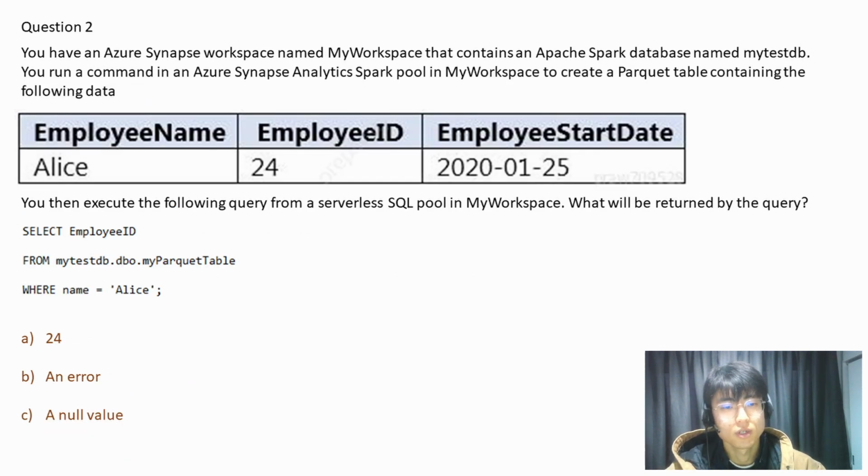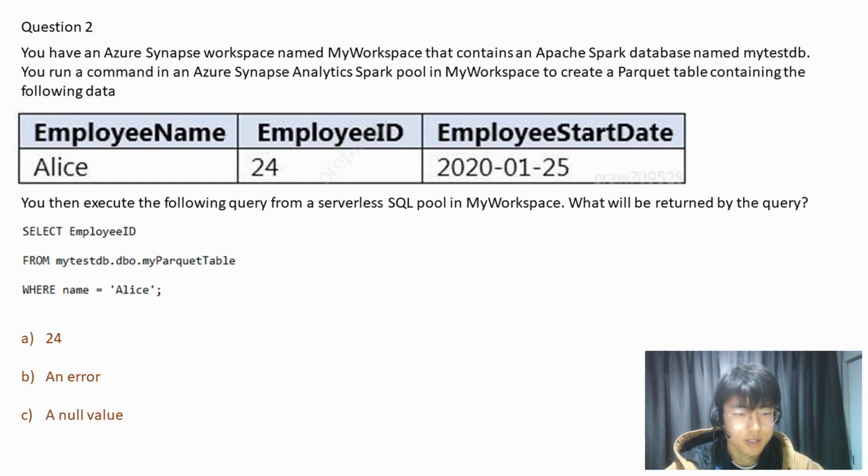Question 2. You have an Azure Synapse workspace named MyWorkspace that contains an Apache Spark database named MyTestDB. You run a command in an Azure Synapse Analytics Spark pool in MyWorkspace to create a Parquet table containing the following data. The data shows the employee name, employee ID, and employee start date. You then execute the following query from a serverless SQL pool in MyWorkspace. What will be returned by the query?